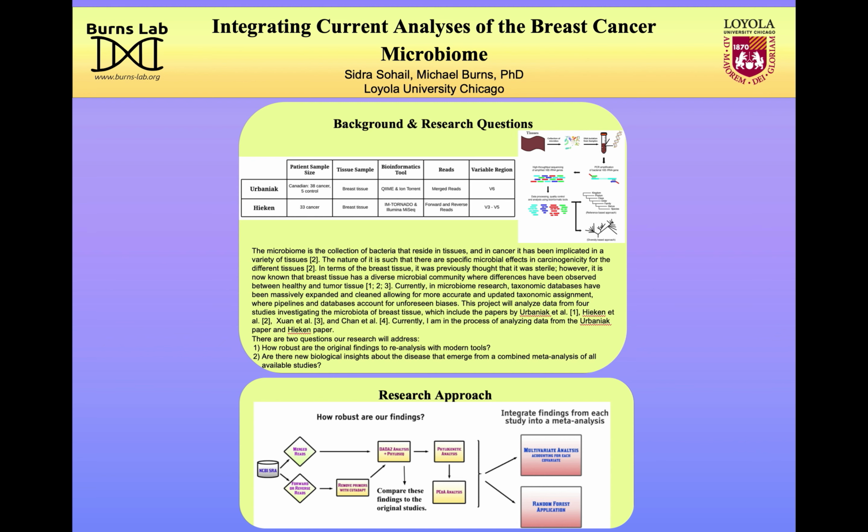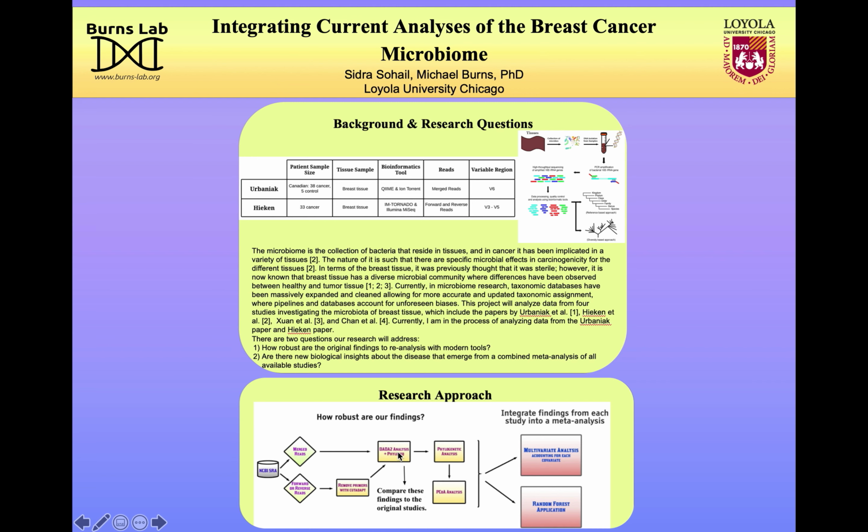So the research approach I'll use first to address my first question of how robust are our findings. We first need to get the data from the NCBI SRA, and then if the FASTQ files are already merged reads, then we can go straight to the DADA2 analysis plus phyloseq. Otherwise, if there are forward or reverse reads, then we first need to remove the primers with cutadapt and then go to the DADA2 analysis plus phyloseq. And once we get our results from that, we can compare these findings to the original studies.